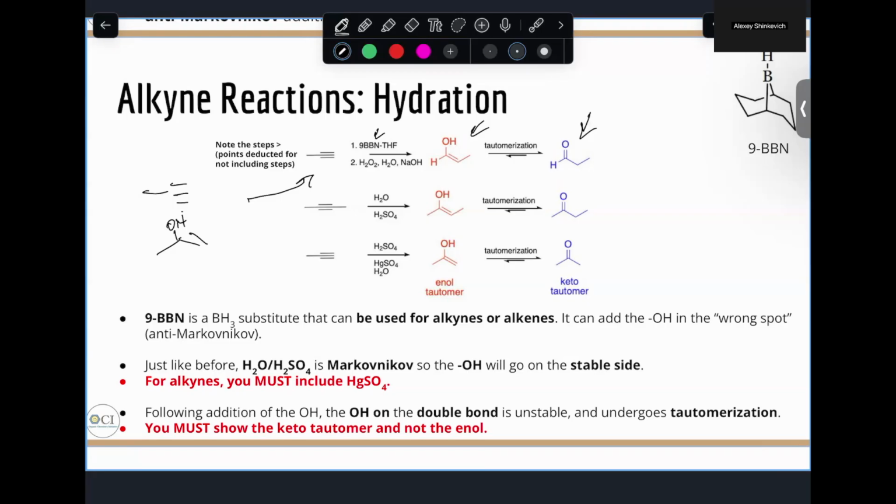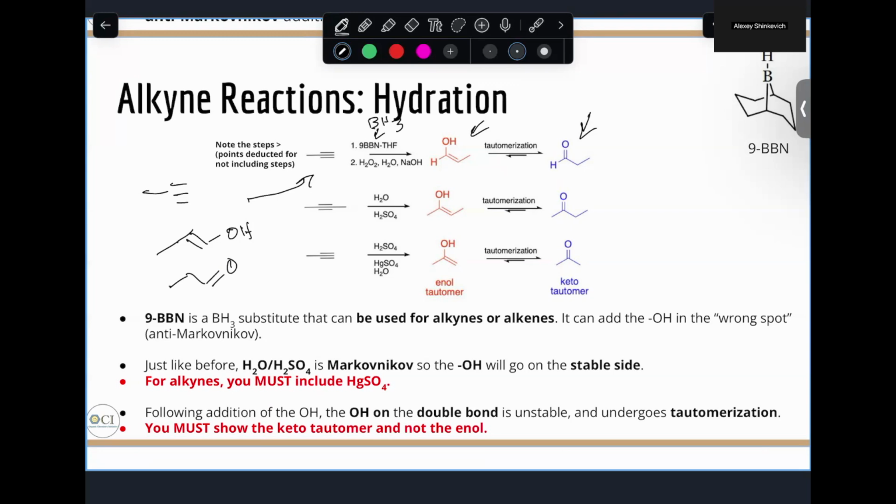No, that's wrong. I drew it wrong. I said it right. OH group on the 1, 2, 3, 1, 2, 3. OH group on the less substituted side, right? And then that's not going to stay. It's going to form that. Right? Makes sense. We get that? And instead of 9-BBN, you can use BH3.